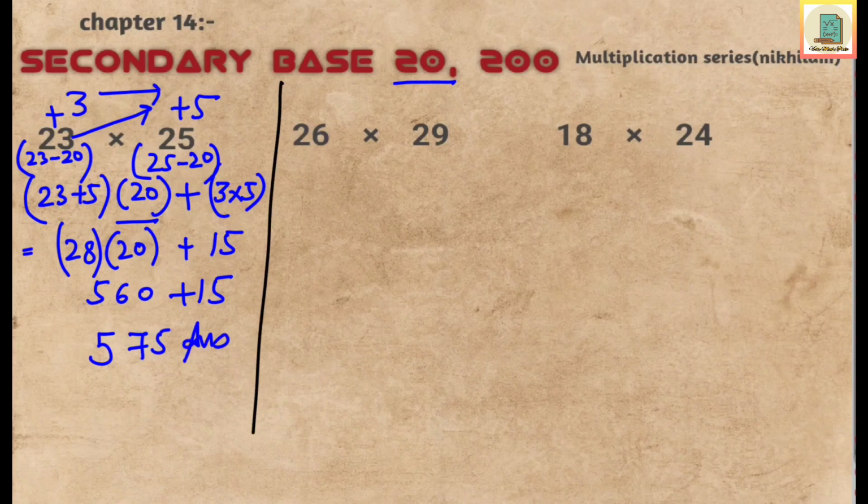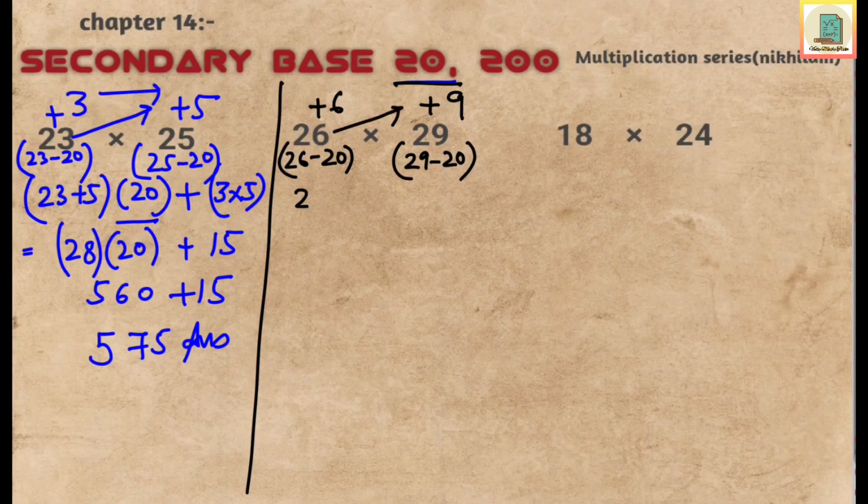26 multiplied by 29. Here also the base is 20. So we'll first find out the deviations. 26 minus 20 gives you plus 6 as deviation, and 29 minus 20 gives plus 9 as deviation. Now, first number plus the second deviation, 26 plus 9, multiply by the base, which is 20, plus multiply the deviations, which will be 6 multiplied by 9.